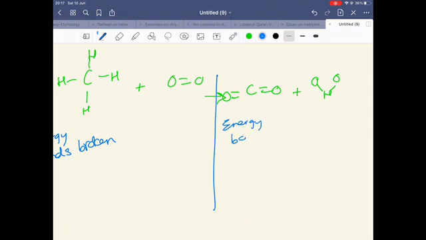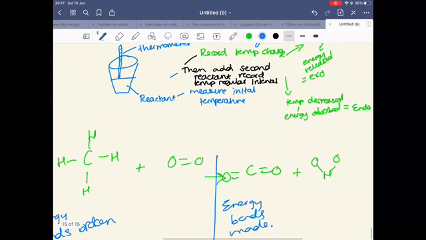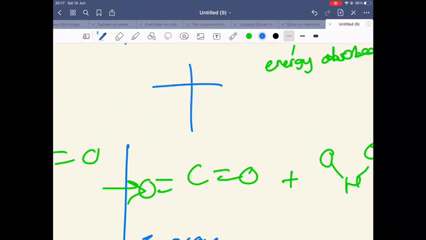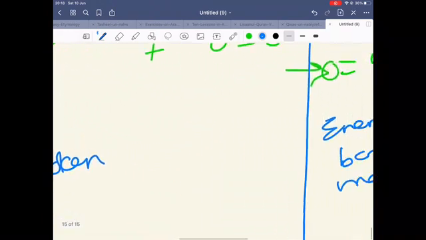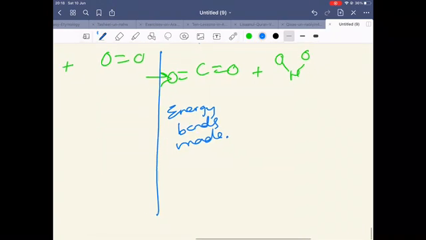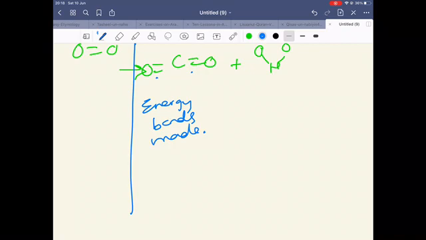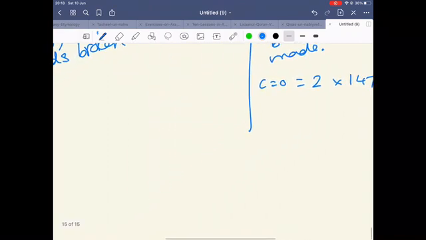And then what you have to do is work out the energy going in and the energy out by looking at this table and then adding up the total on the left and the total on the right. So for example, the carbon and double bond oxygen is 147. Look at my reaction displayed formula, and I can see there's two carbon oxygen bonds, so I do 2 times 147, and that gives me an answer.